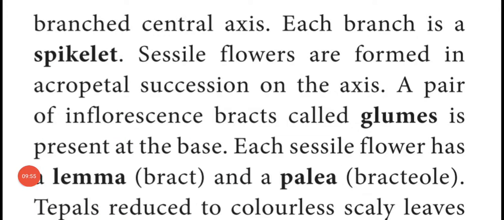Each branch of the spikelet inflorescence is known as a spikelet. In these branches, many flowers are arranged in acropetal succession. Once again, what is acropetal succession? Matured flowers at the base, young flowers near the tips, that means towards the apex.